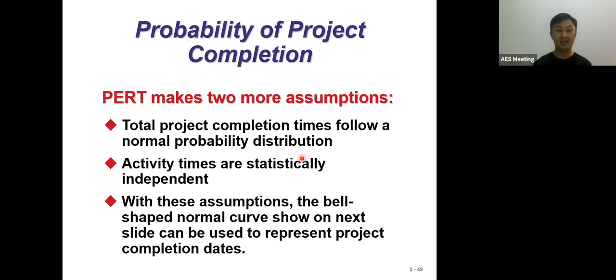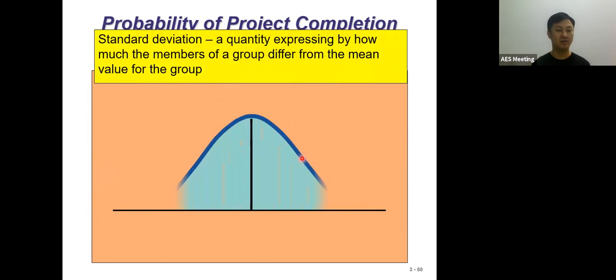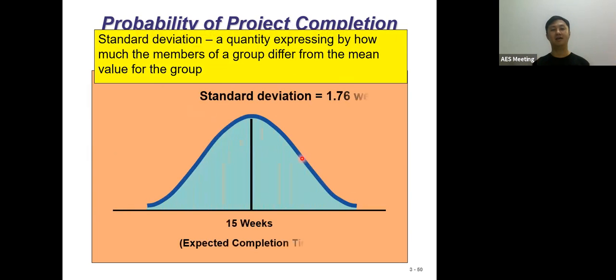Thirdly, we are saying that the bell curve should be very smooth, to represent the completion for the project and also the date accordingly. So the moment we draw the bell curve, you can see from here, nicely done. Standard deviation 1.76.